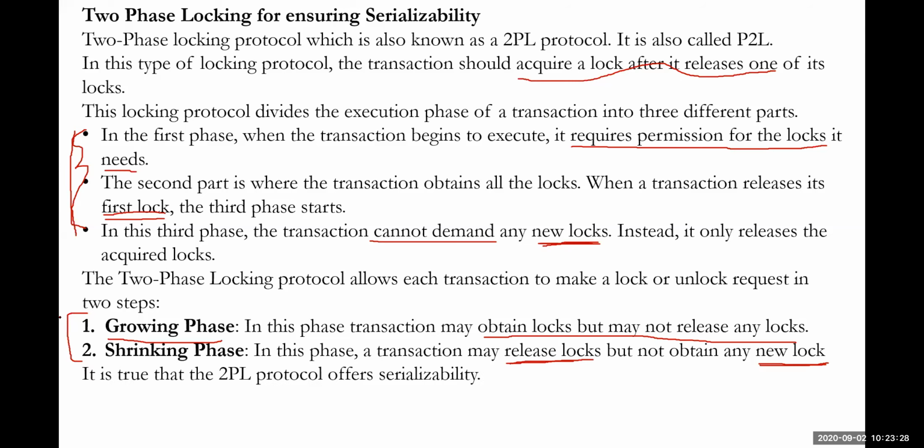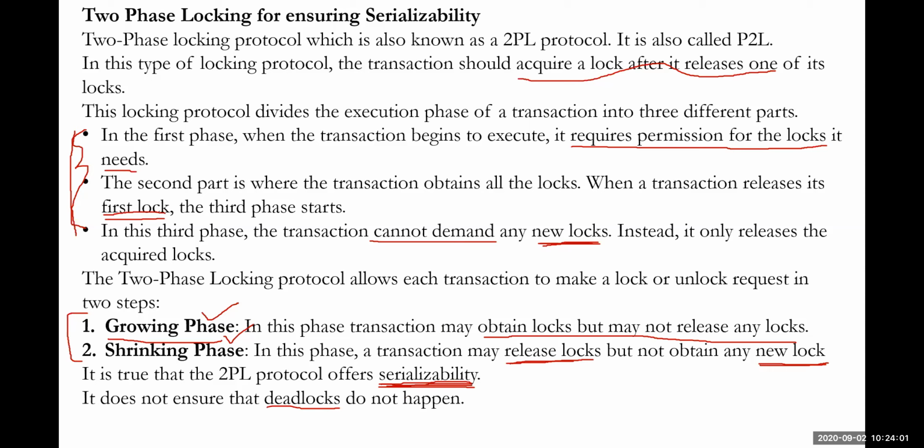Because of these two phases, the growing phase and the shrinking phase, serializability is given. Let me explain what serializability is before the end of this class. But it is not ensured that deadlock cannot happen. Deadlock may happen, but serializability will be achieved. Serializability must be ensured during execution of two-phase locking on database items.